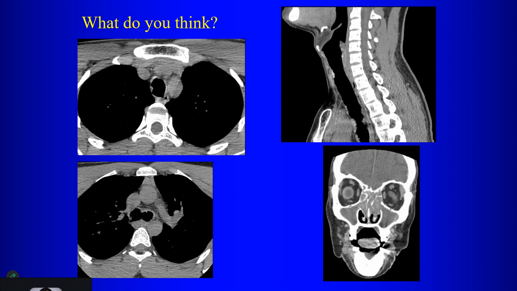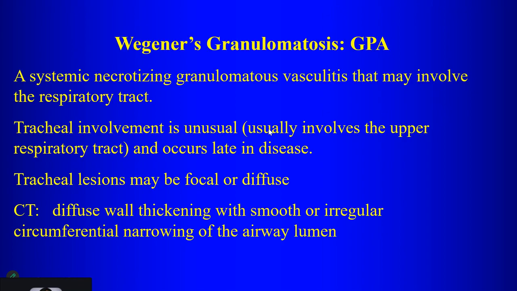Sinusitis. Yeah, so this is a patient with sinusitis, but they also have thickening of the main stem bronchi, and here's some irregular nodularity within the trachea. So what disease affects the trachea and the sinuses, right? This is GPA, or Wegener's, right? So that's Wegener's granulomatosis. So tracheal involvement can occur in these cases.